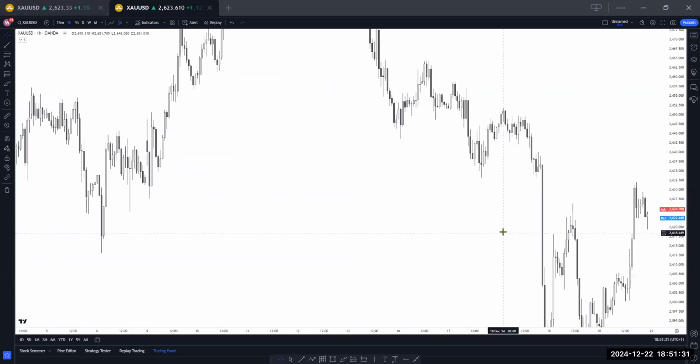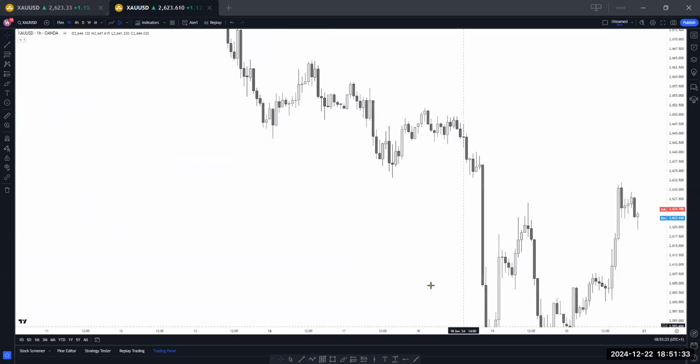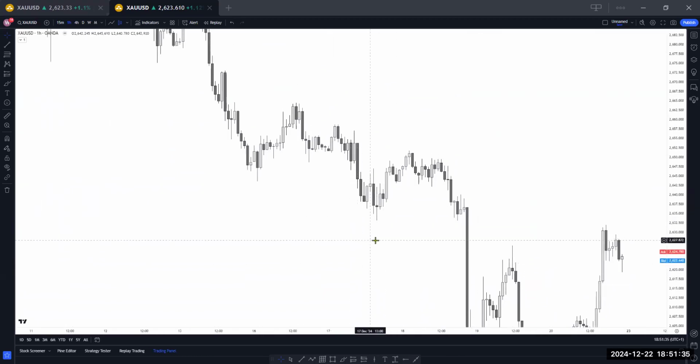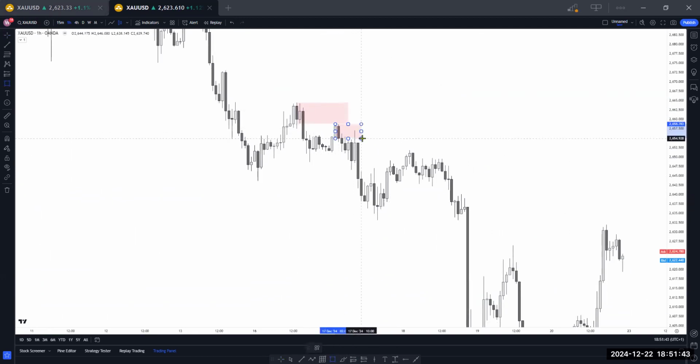For example, let me show you double engulfing. Double engulfing setup. Number one, this is a very good example. This is an engulfing here, right? This is another engulfing.